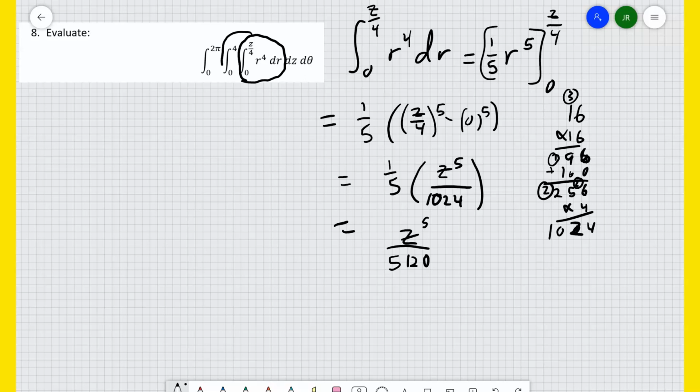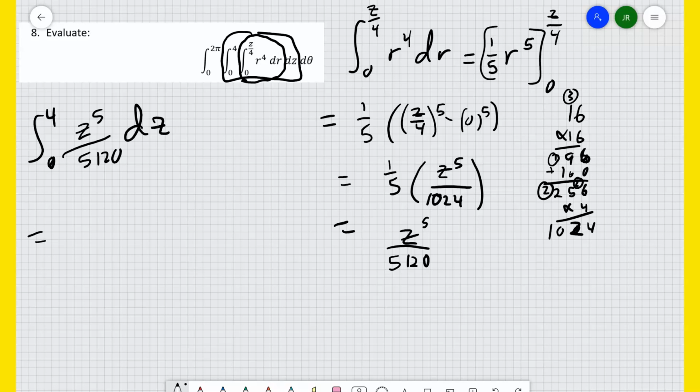So now we're going to do this integral. So it's the integral from 0 to 4 of z to the 5th over 5120 dz. Okay. Alright. That's going to be z to the 6th over 6. And I got to multiply 6 times 5120. Let me get my calculator. That's 30,720 from 0 to 4.